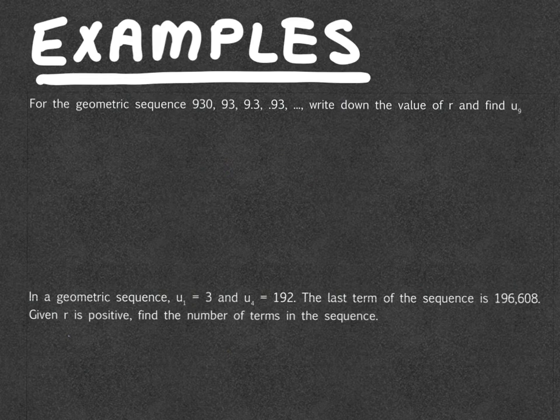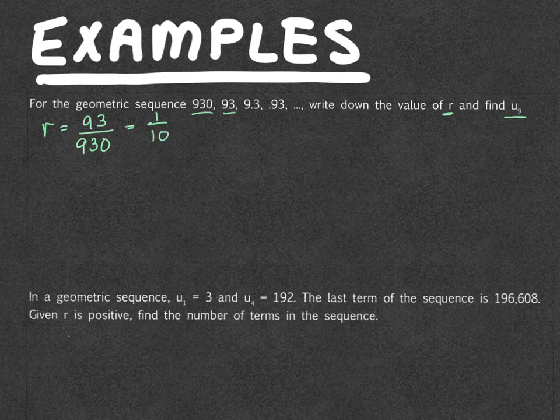So let's go through a couple examples. I would encourage you to pause the video and try the examples on your own and then play and see how you did. All right, so for this first one, we have a geometric sequence and we want to find the value of r and the value of u sub n. First of all, to find the value of r, we can just take our second term divided by our first term like we did previously. So r would be 93/930, and that reduces to 1/10.